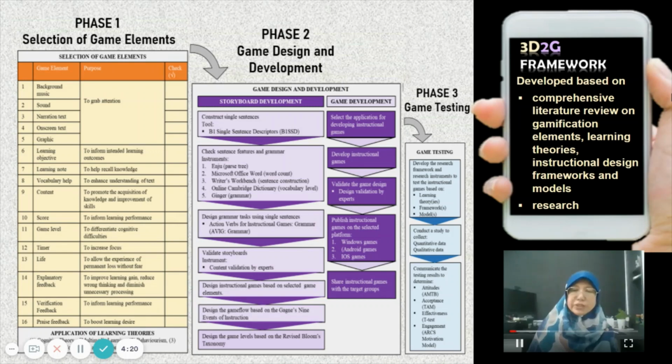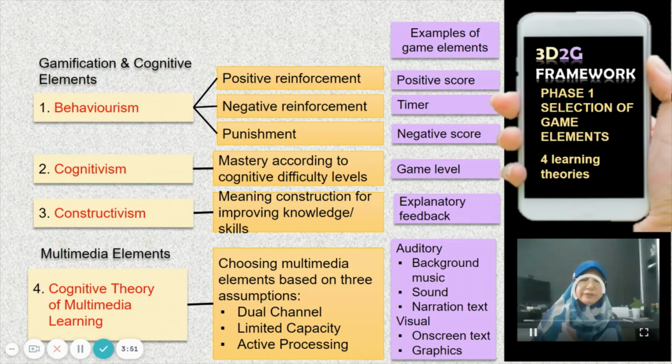The framework was developed based on comprehensive literature review on gamification elements, learning theories, instructional design frameworks, and models. It was also based on research. The framework contains three phases. Phase 1 is selection of game elements. Phase 2 is game design and development. And lastly, phase 3 is game testing.